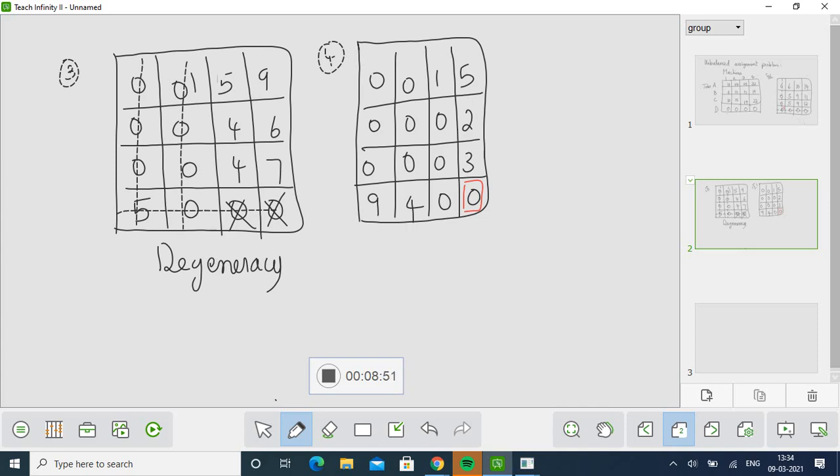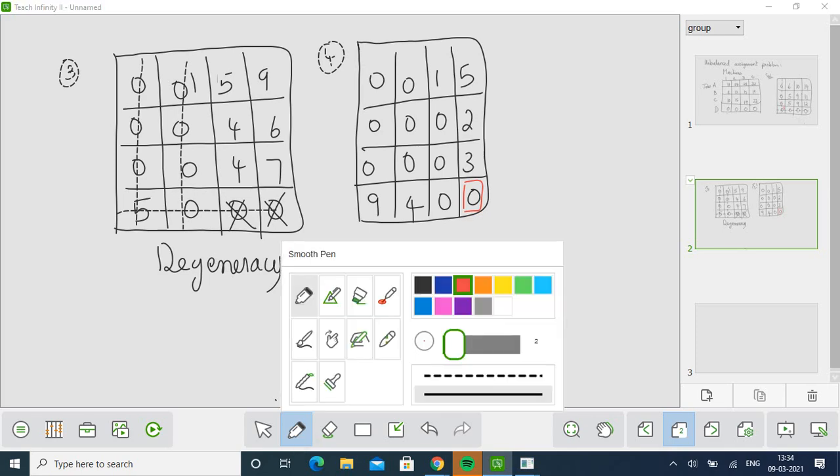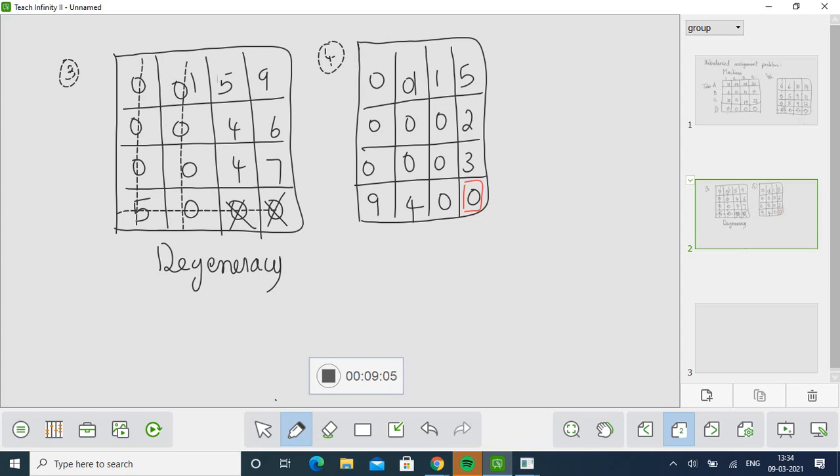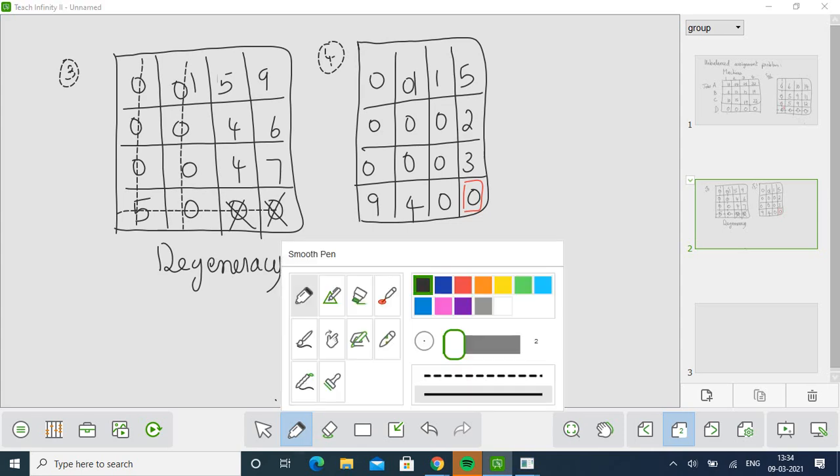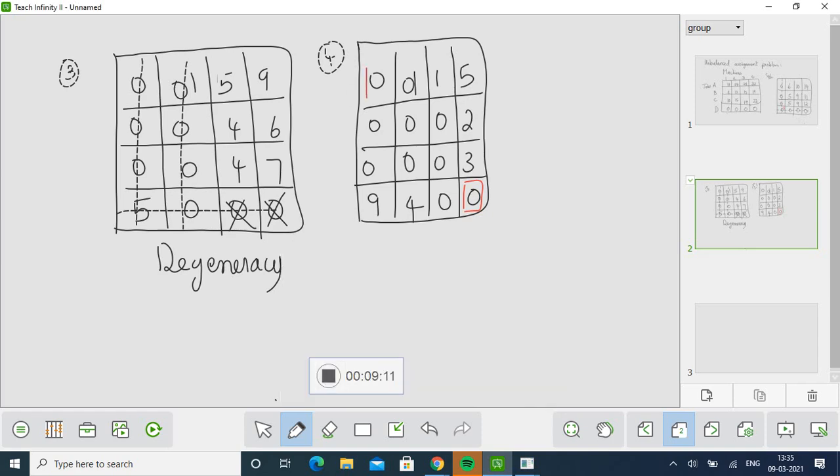Ma'am, in the fourth step, the first row, second column, would it be 0 or 1? It is 1. This 1 is there, no? This 1 is there. Yes. Right. So here also in the first row there is only 1 zero, so we have to choose this 0. And then here you have an alternate solution. Either you can choose like this or you can choose these two also.